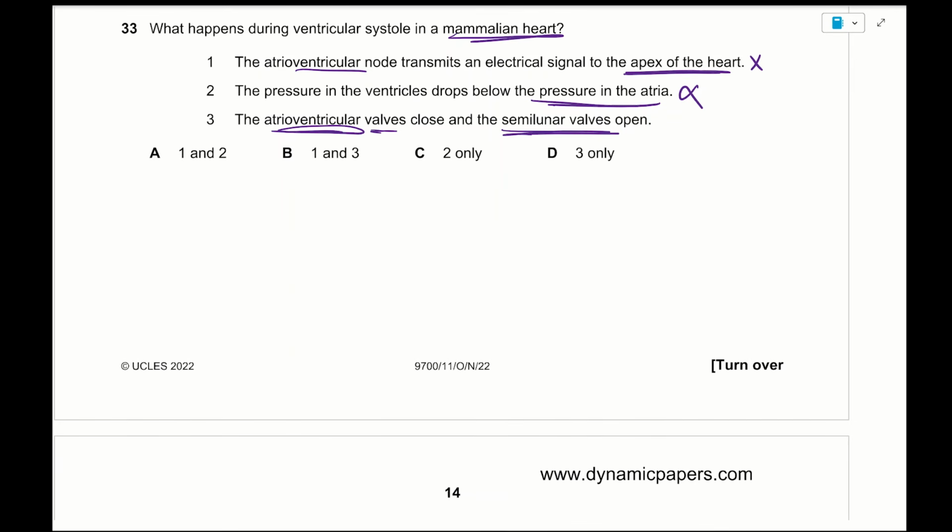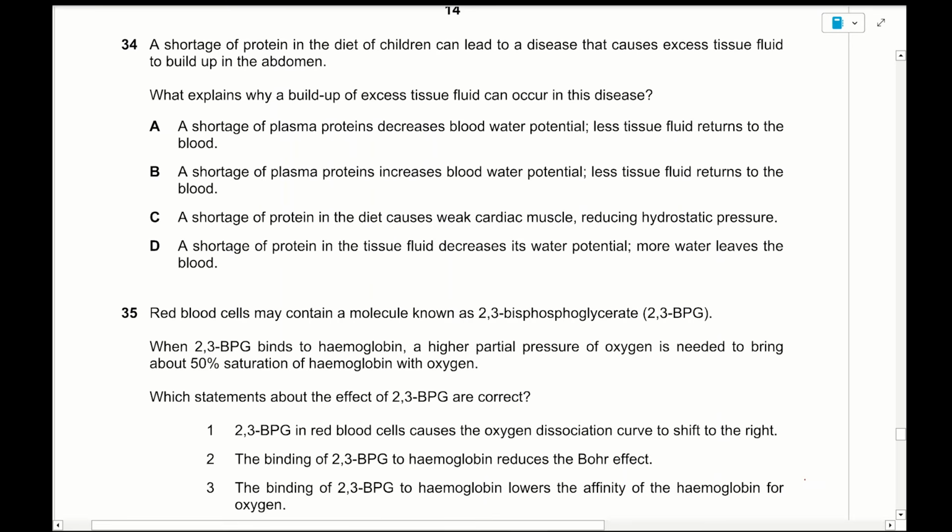Therefore, the answer is going to be D. Question number 34. A shortage of protein in the diet of children can lead to a disease that causes excess tissue fluid to build up in the abdomen. What explains why a buildup of excess tissue fluid can occur in this disease?